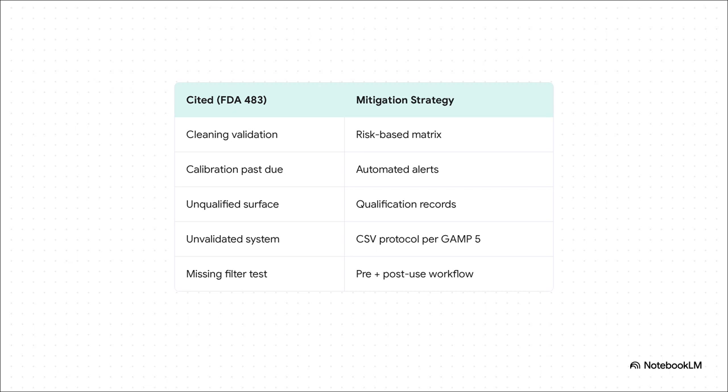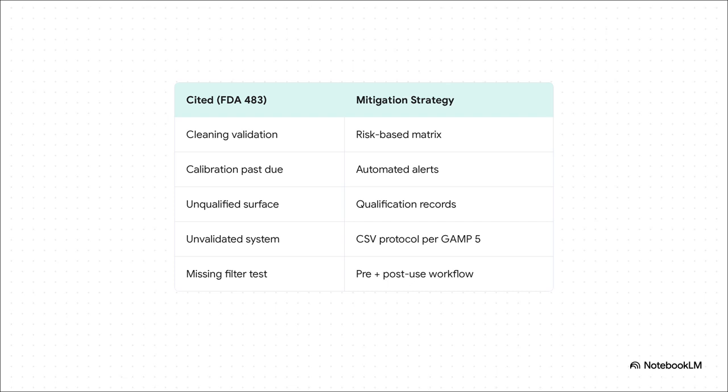Looking at common FDA Form 483 citations, we frequently see incomplete cleaning validation, which you can mitigate with a robust risk-based matrix. We also see citations for past due calibrations whilst equipment is still being used. The quick fix there is implementing automated alerts and physical status tags. Unqualified contact surfaces are a massive red flag, so always keep your material qualification records readily on file.